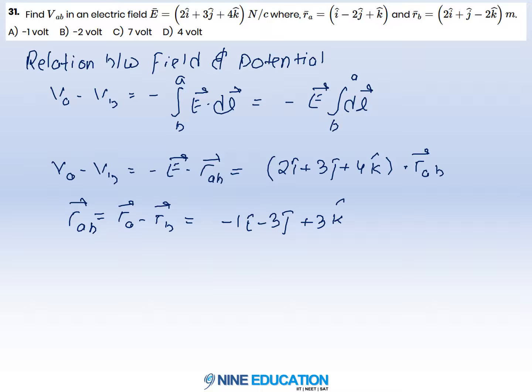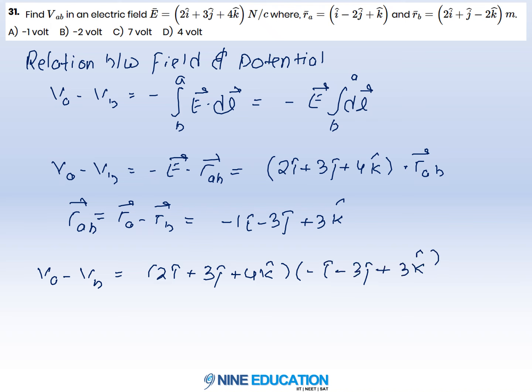Now simply for VA minus VB, take the dot product of these two: 2 i cap plus 3 j cap plus 4 k cap with minus i cap minus 3 j cap plus 3 k cap. So what you will get, the dot product of this is minus 2 minus 9, and this is plus 12. So what we are getting is 1 volt.